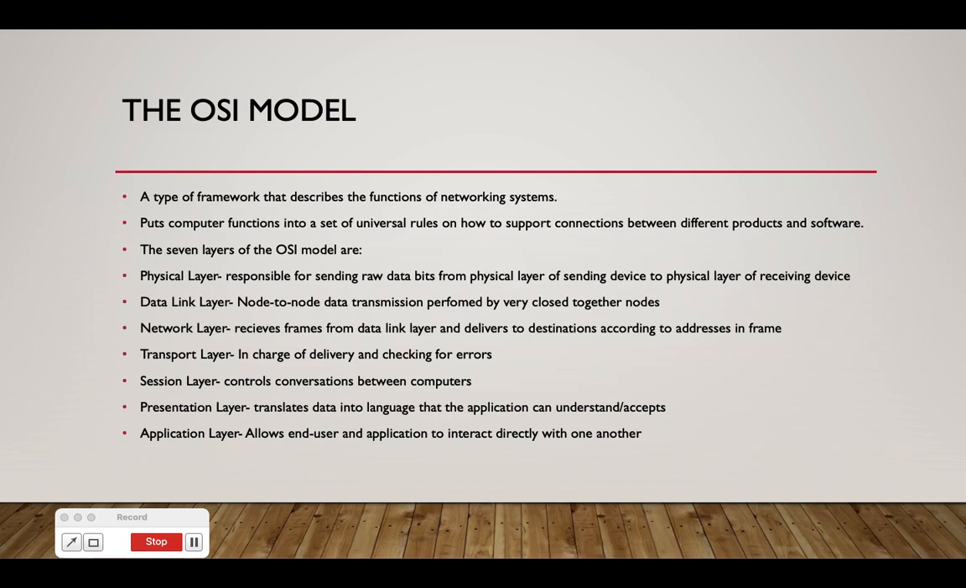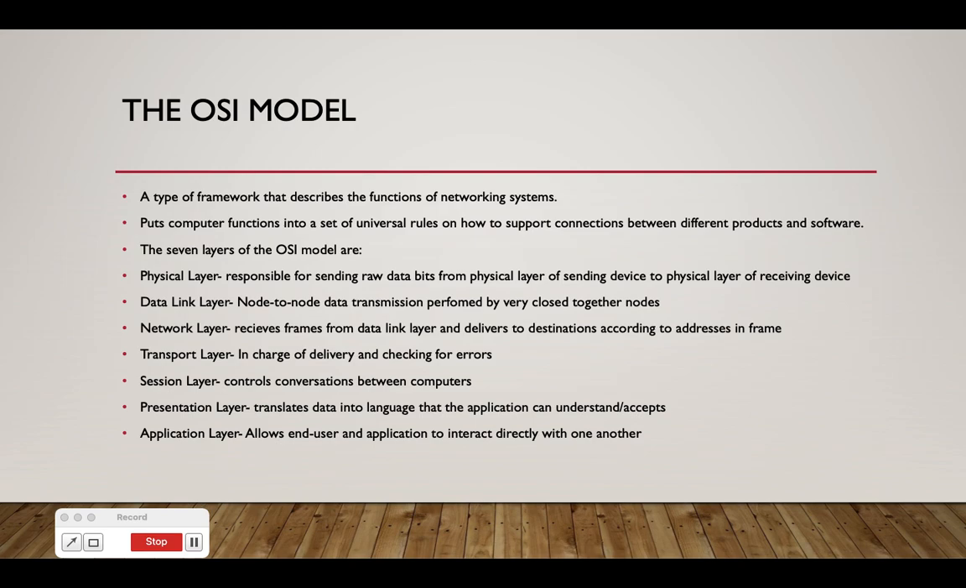So now we're going to talk about the OSI model. It's a type of framework that describes the functions of networking systems. It puts together computer functions into a set of universal rules on how to support connections between different products and software. The 7 layers of the OSI model are, we have the physical layer, which is responsible for sending raw data bits from the physical layer of the sending device to the physical layer of the receiving device.